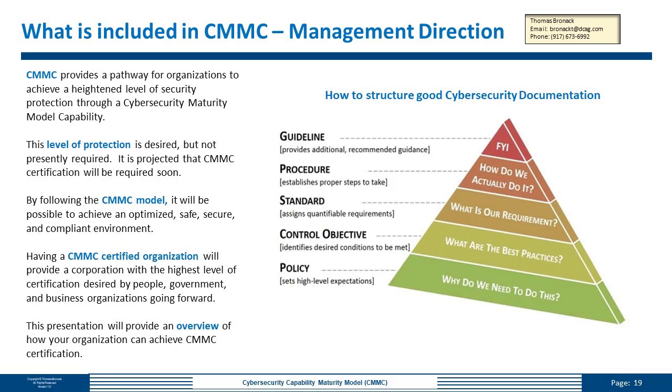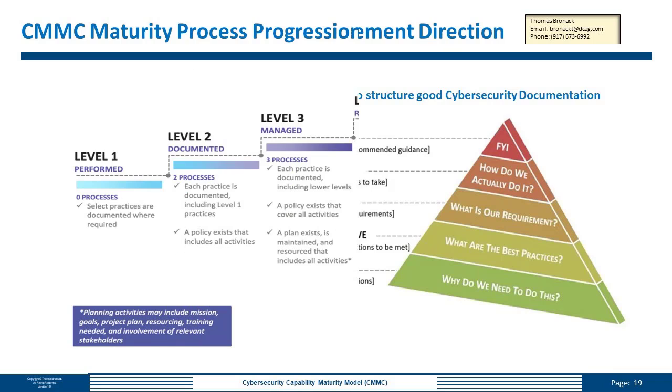The 5 steps included in the CMMC process are: establish policy and answer the question of why do we need to do this. Establish control objectives and define what are the best practices for us to follow. Establish standards and determine what our requirements are. Establish procedures and determine how we actually do it, and develop guidelines so that practitioners can have a roadmap to follow when performing related tasks.